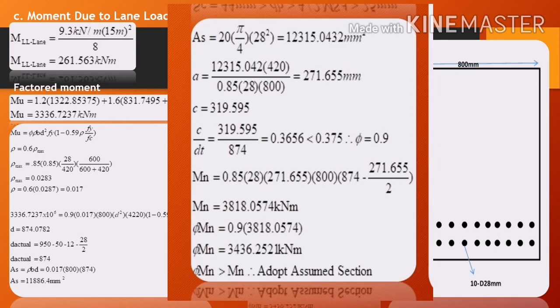Next is to check for the phi if it is equal to 0.90. C over dt is equal to 0.3656, which is less than 0.375. So the phi that we will use is 0.90. For the nominal moment, we will use the formula 0.85 fc prime times a times b times d minus a over 2, which is equal to 3818.0574 kilonewton meter. To solve for the phi Mn, just multiply Mn by 0.90, which is equal to 3436.252 kilonewton meter, which is greater than the Mu. So we can now adopt the section.